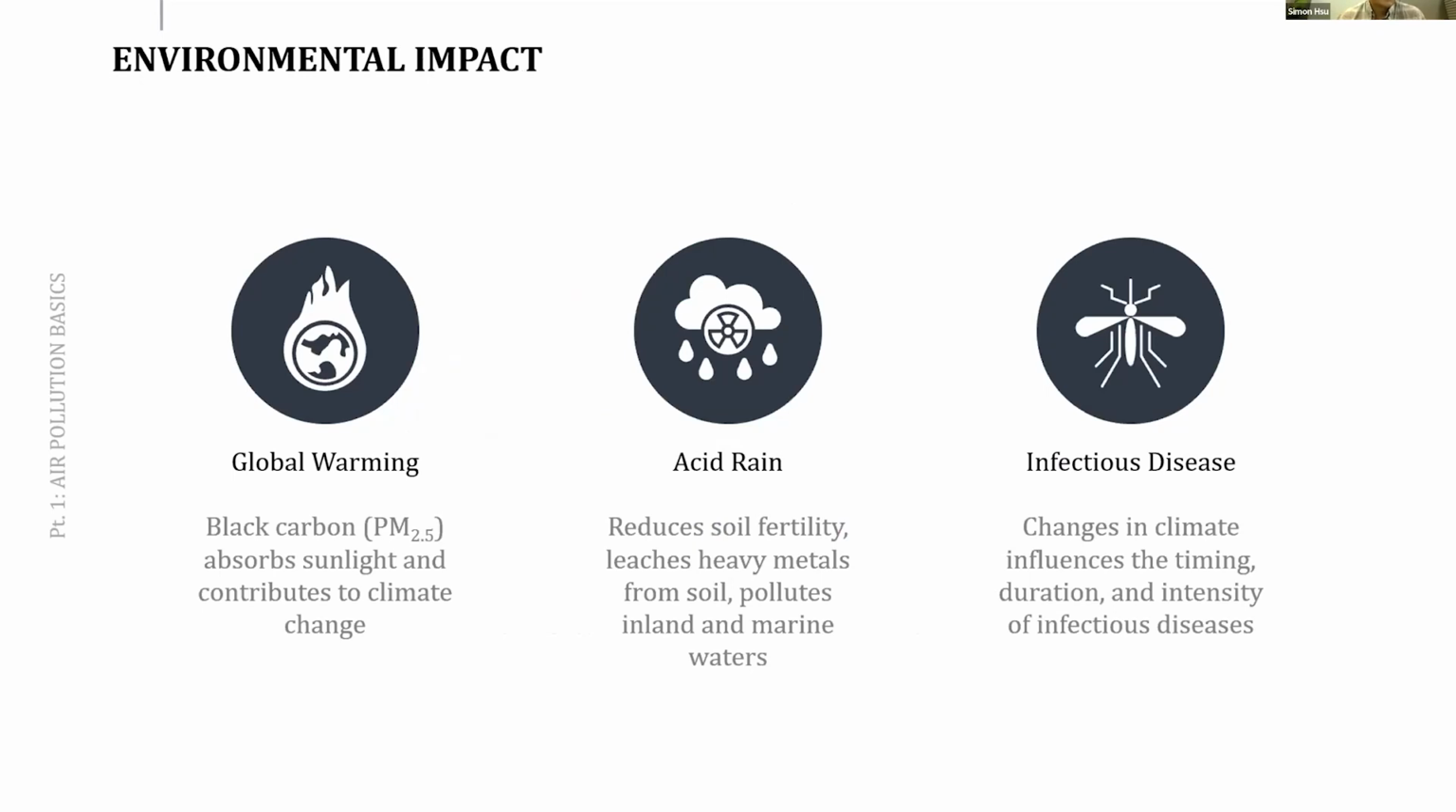So it would probably take multiple grand rounds to really do justice to the environmental impact of air pollution, but I really just want to give you some highlights. So of course, global warming. Black carbon in particular absorbs sunlight and is what contributes to climate change and the melting of the polar ice caps, etc. I talked a little bit earlier about nitrogen and sulfur dioxide, how it can acidify the rain. So this not only reduces the fertility of the soil, which again will affect the growth of vegetation, but also leaches heavy metals from the soil and together ends up polluting inland and marine waters, killing wildlife and fish.